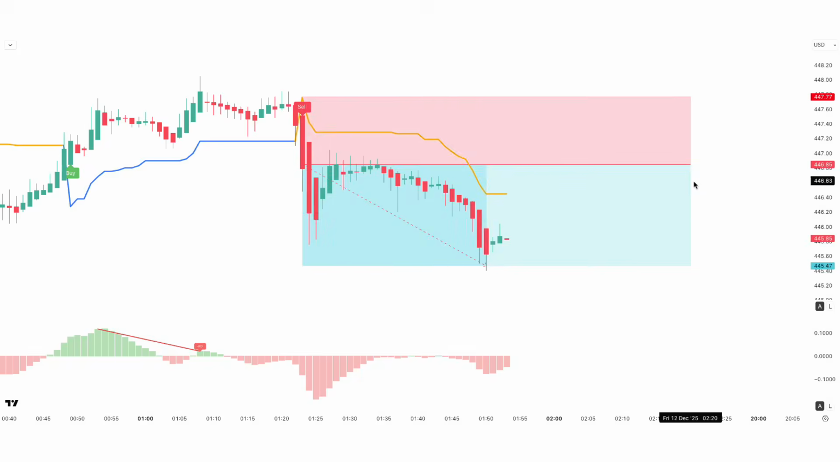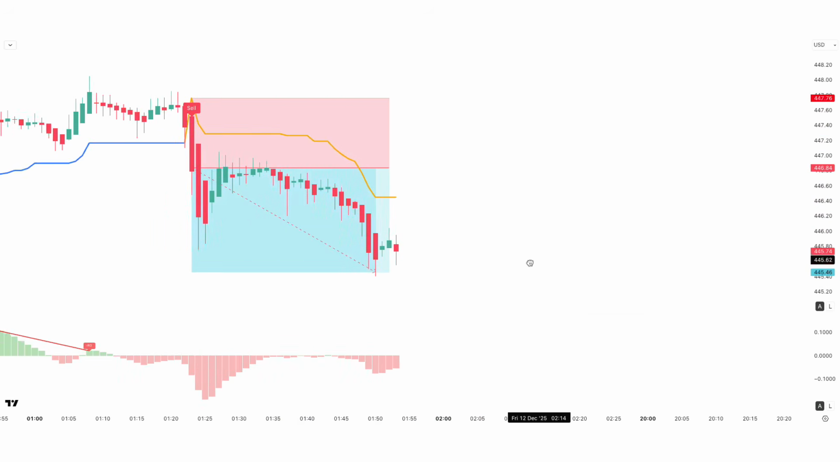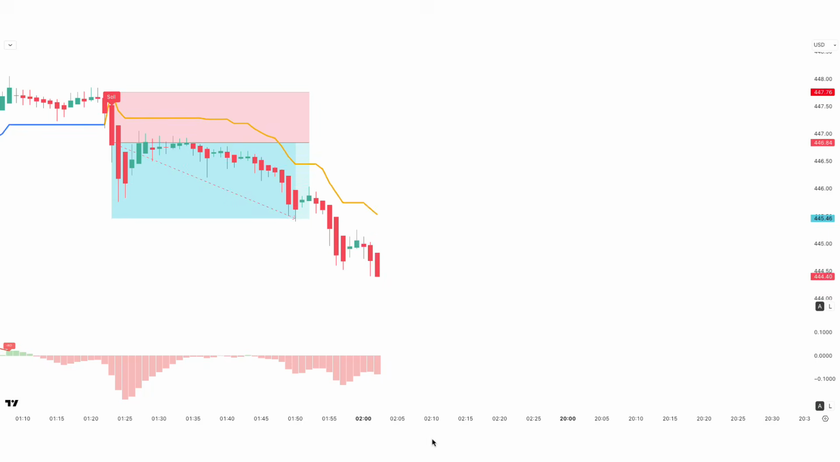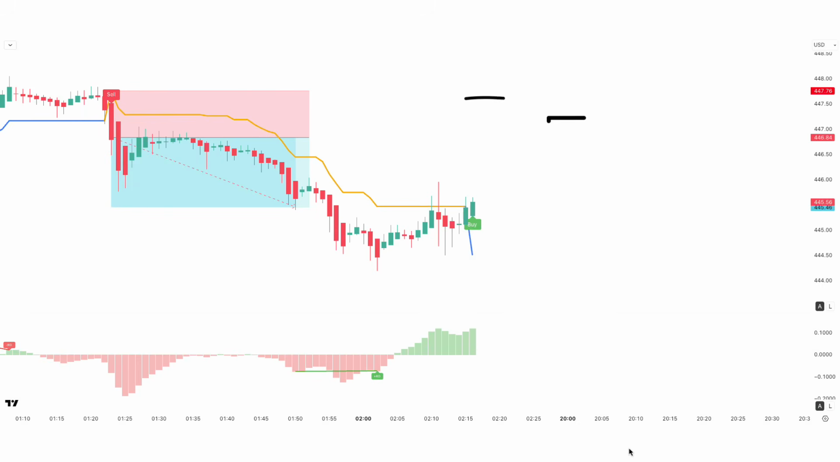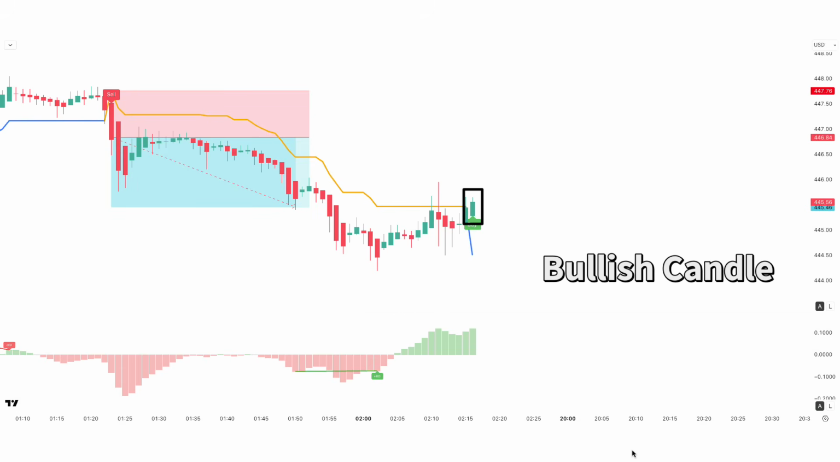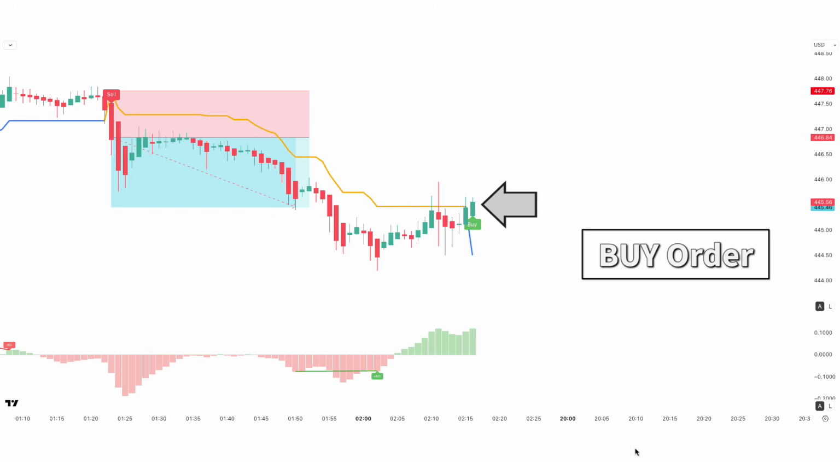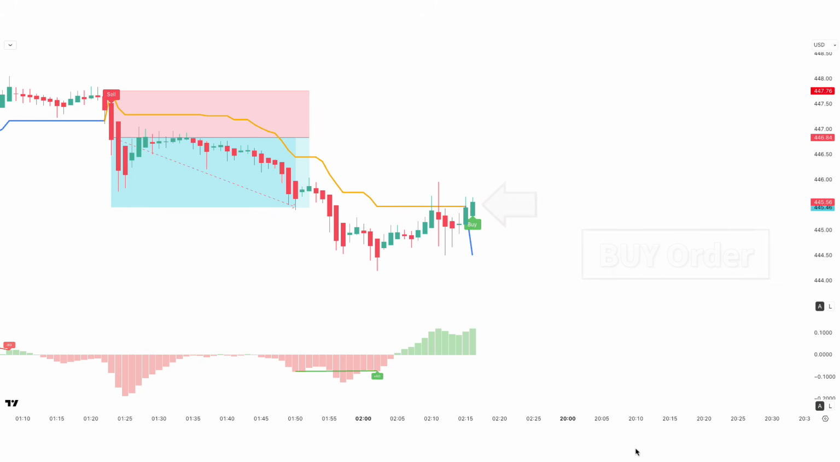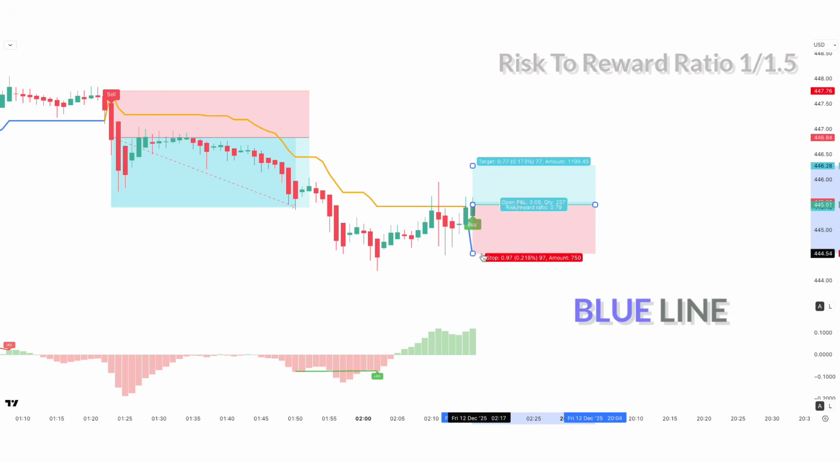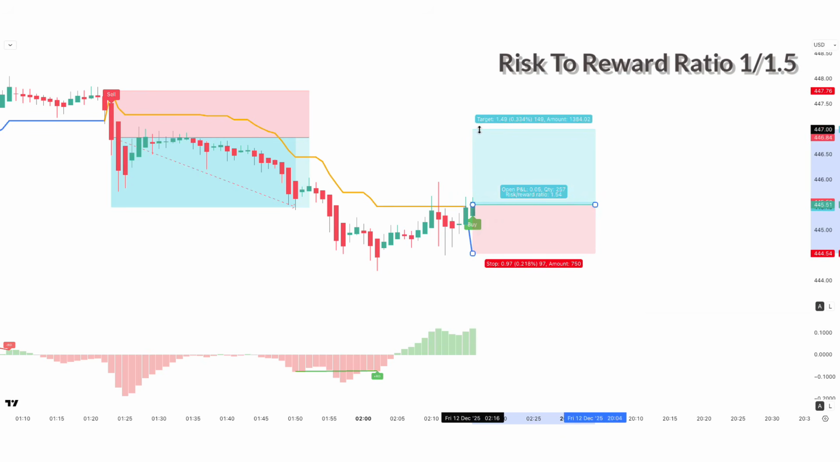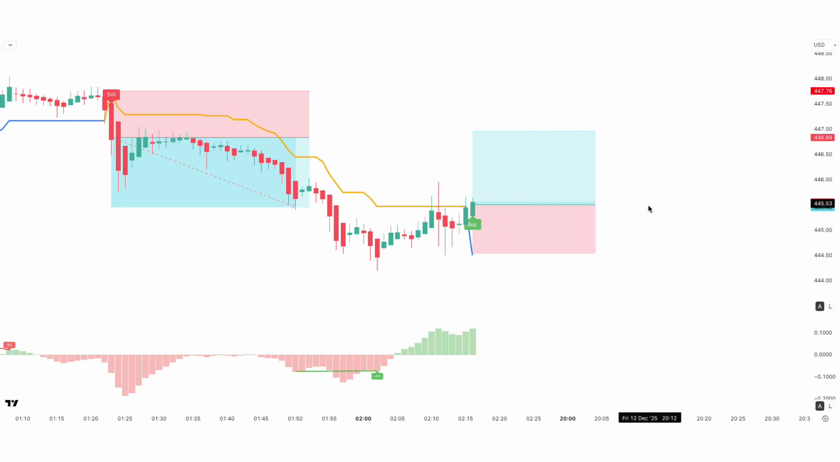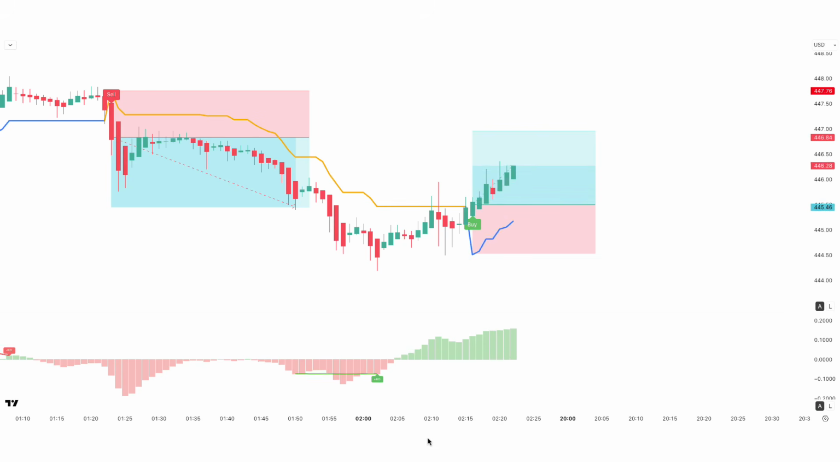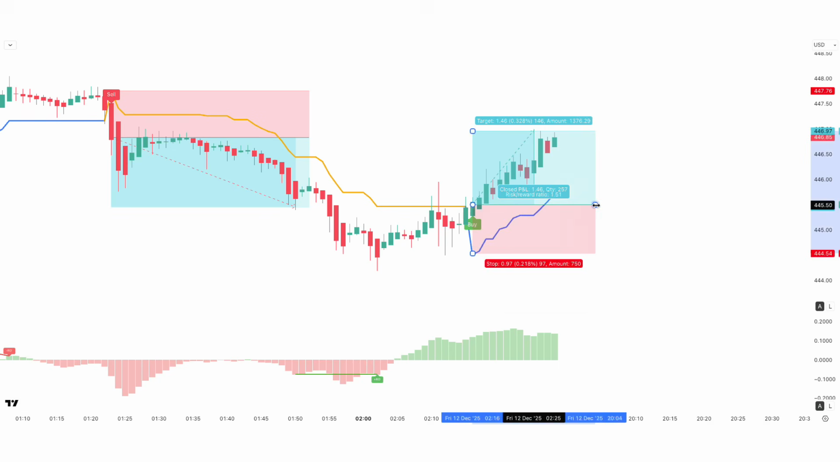The market has completely hit the target. Let us now understand the long position. When the IDX5 UP arrow of this indicator is a buy signal, the divergence detector shows green columns, and the market forms a bullish candle, if this condition is fulfilled, then we will place a buy order. Our stop loss is to be placed at the blue line, and the risk to reward ratio will be 1:1.5. The market has completely hit the target.